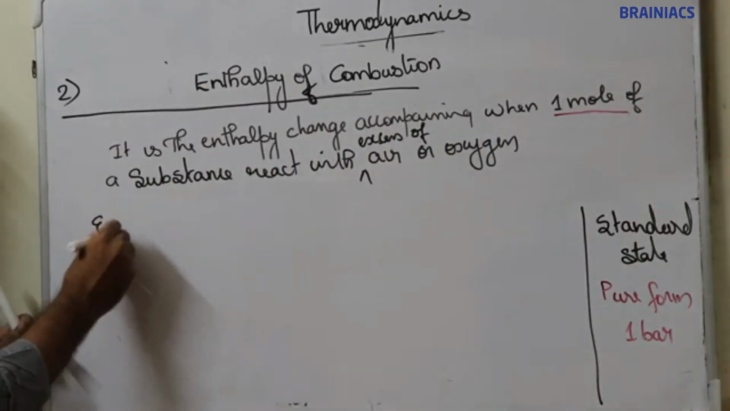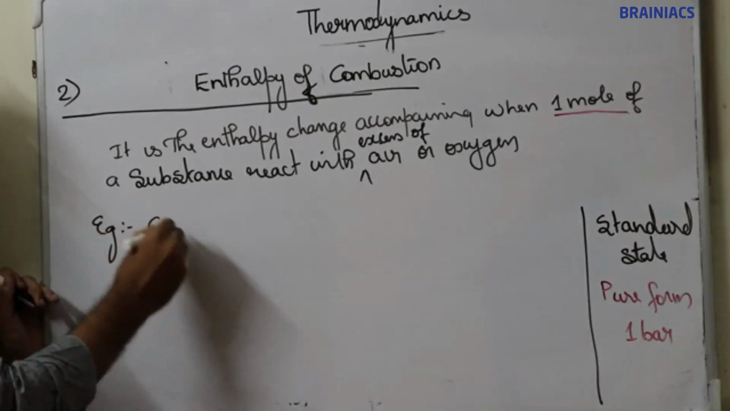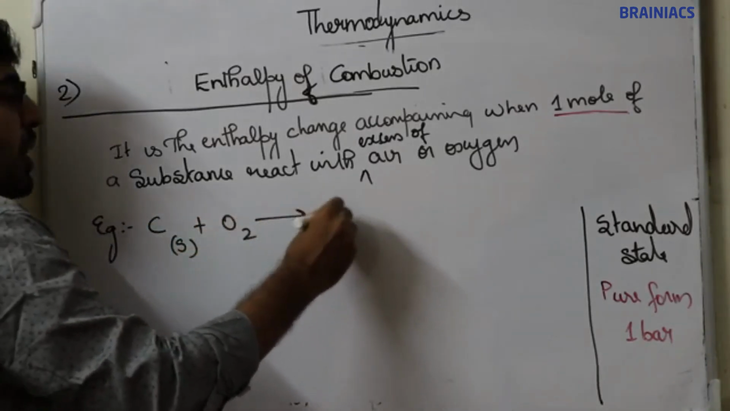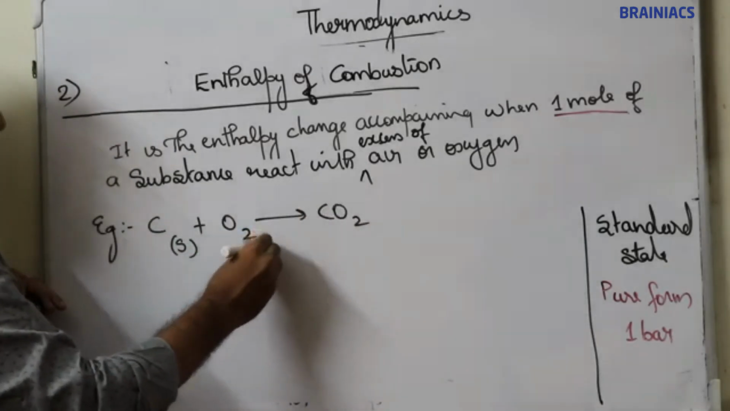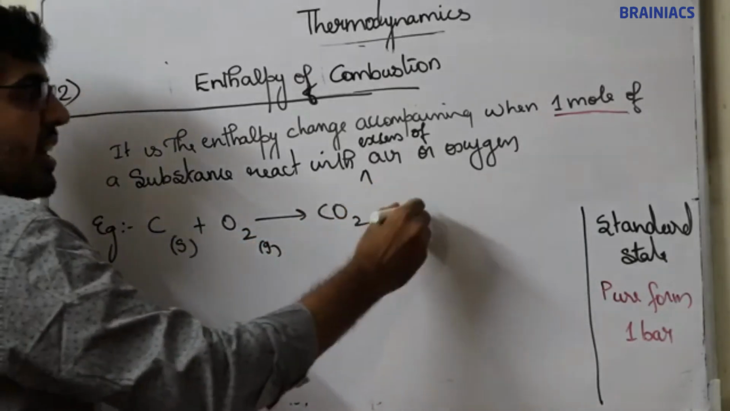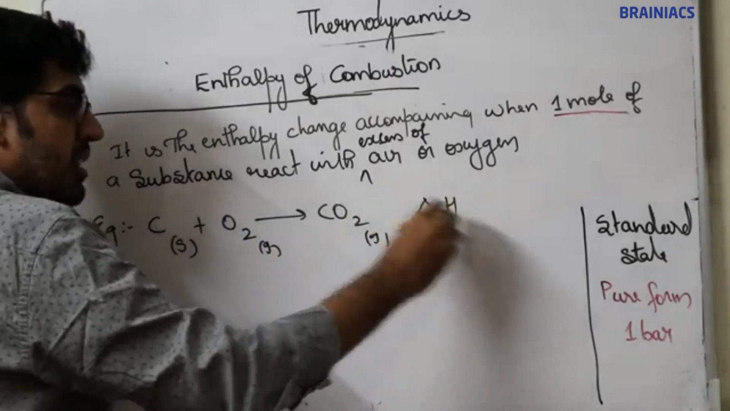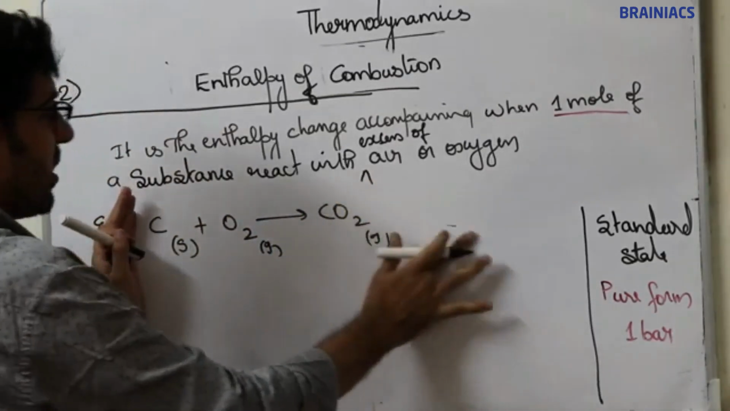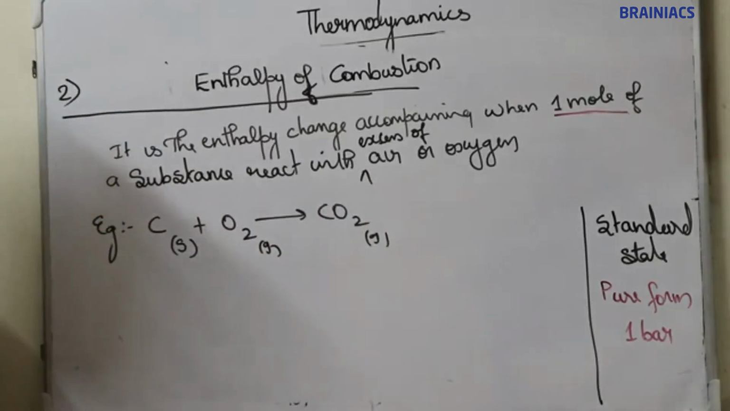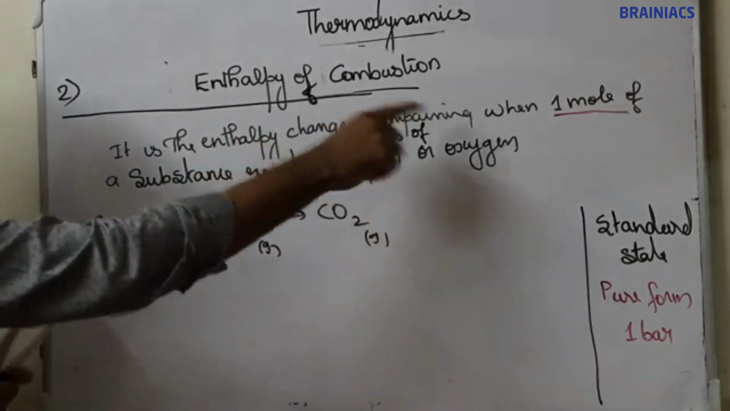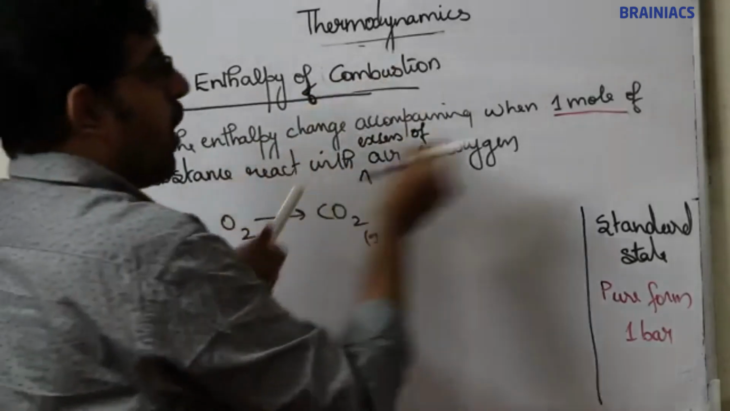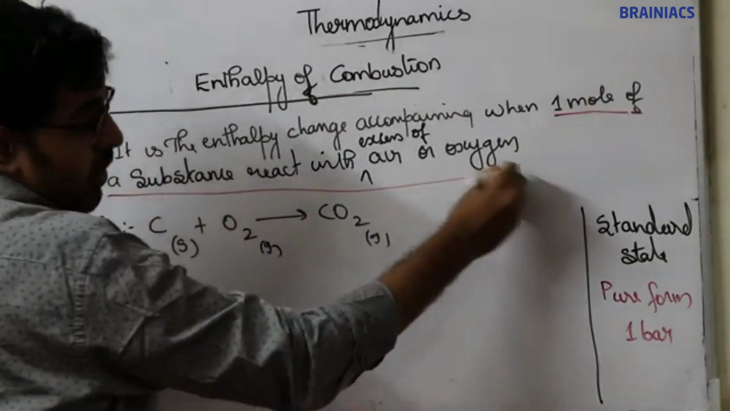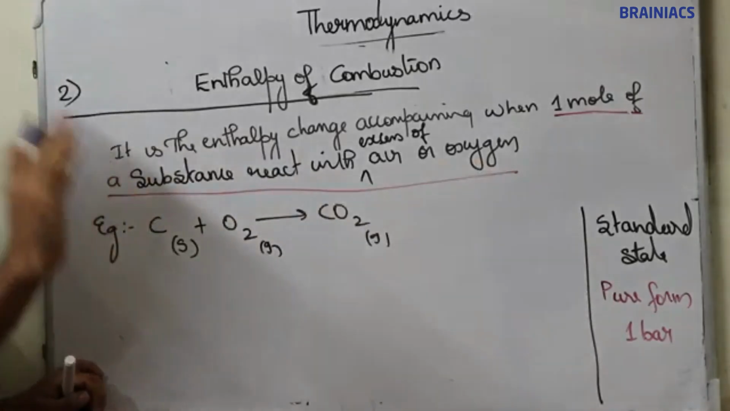Example: if carbon solid reacts with oxygen to produce carbon dioxide, you can consider this reaction as enthalpy of combustion, or this reaction is known as combustion reaction. Why is this reaction considered as combustion reaction? What is combustion reaction? 1 mole of a substance reacts with excess of air or oxygen. Those reactions are known as combustion.